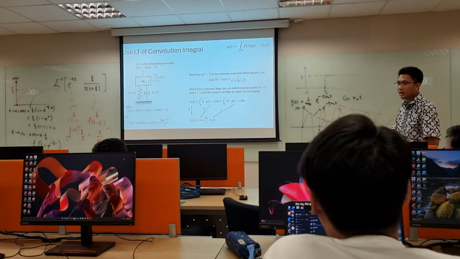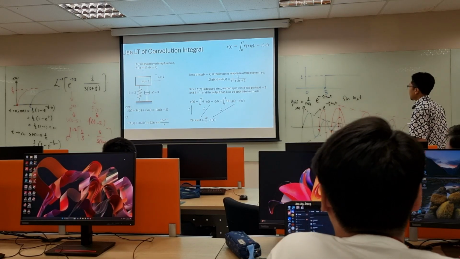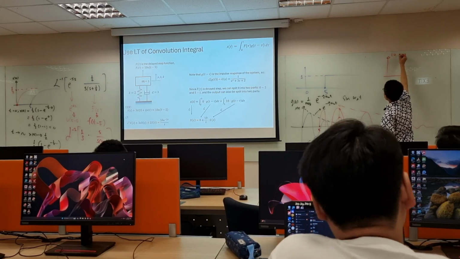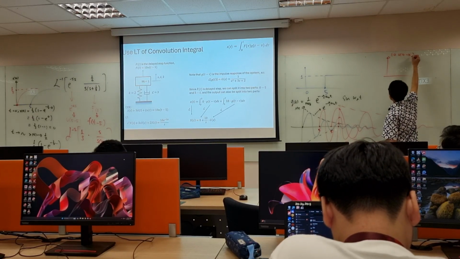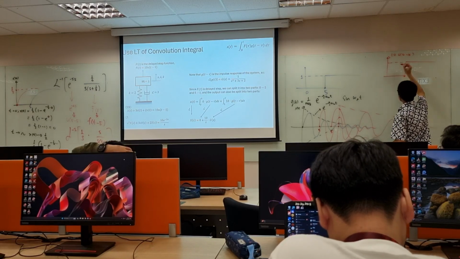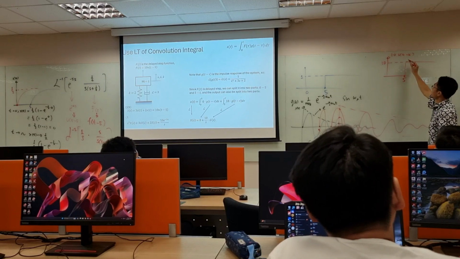Yeah, because the height of the step is 10. Let me show it here. The 10 u(t minus 5) is like this. This is 10 and this is 5 seconds. Okay, this is 10.